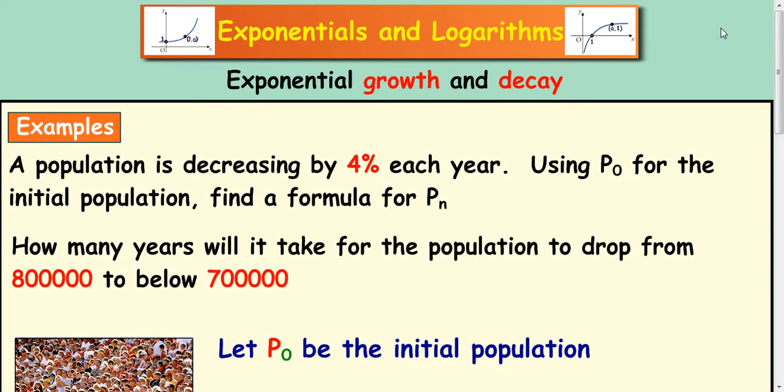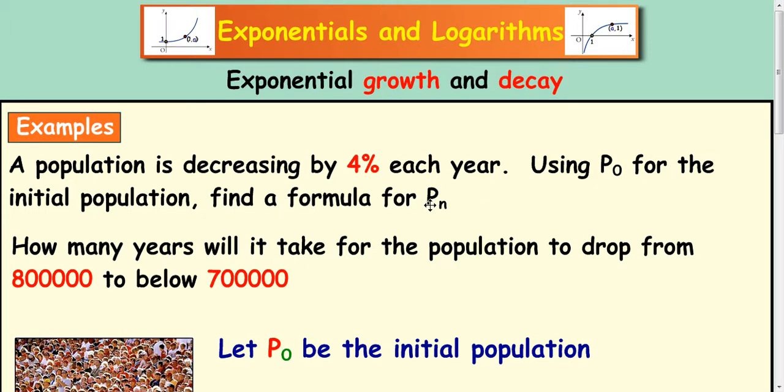In this last example of exponential growth and decay, we're going to look at a similar question to the two before, but it's slightly different in the last part of the sentence down here. So a population is decreasing by 4% each year. Using P of 0 for the initial population, find a formula for P of n.